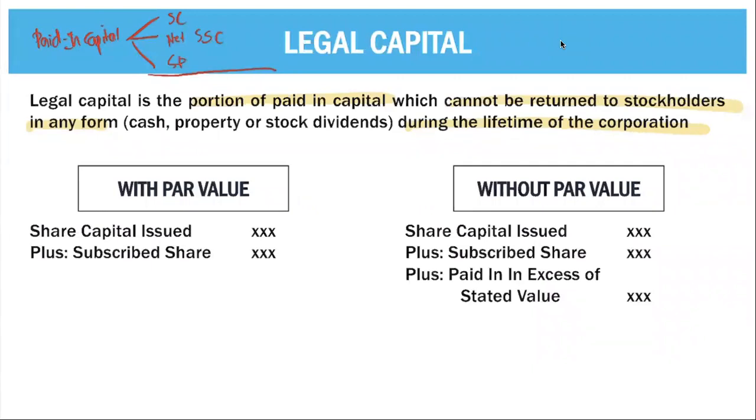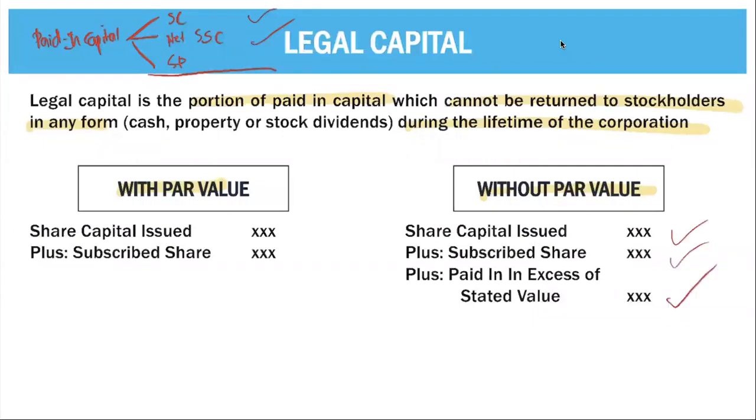So when we talk about legal capital, we just need to look into the amount of this capital which cannot be returned. So we look as to the type of your shares, if the share is with par value or without par value. If the share is with par value, to compute for your total legal capital, you just get your share capital issued, you add any subscribed share. While if it is without par value, you add the share premium in excess of the stated value. Okay, so in par value, we only have two items. But in without par value, we have the three items.